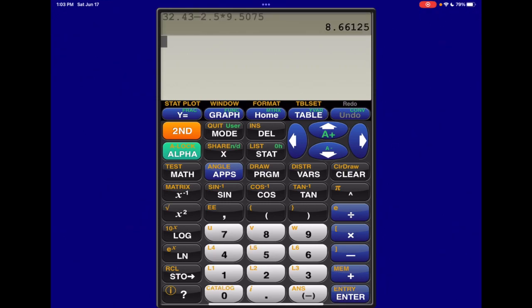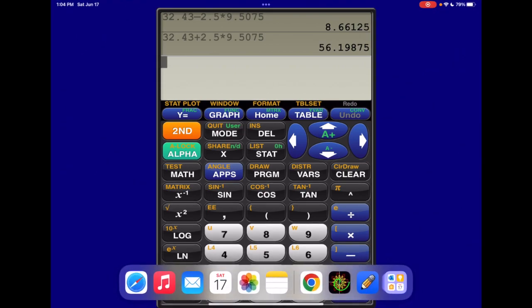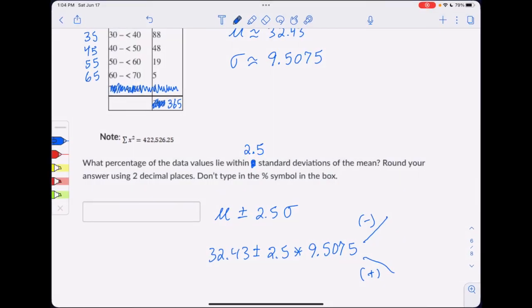That's our lower boundary. If I hit second and enter, it pulls that last calculation back up. So instead of retyping it, I can arrow over to the minus and change it to a plus. Press enter and get my upper boundary. So there's the two boundaries that we need to work with, 8.66 and 56.20. So let me write those down.